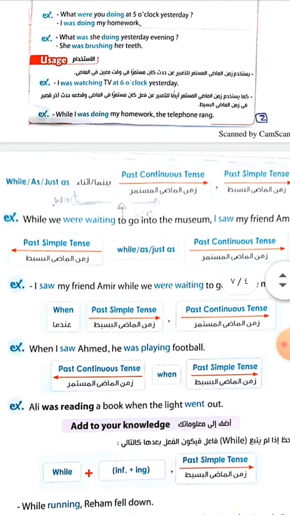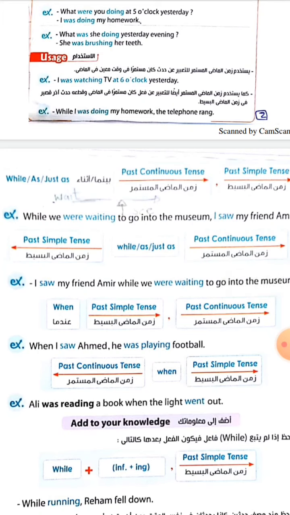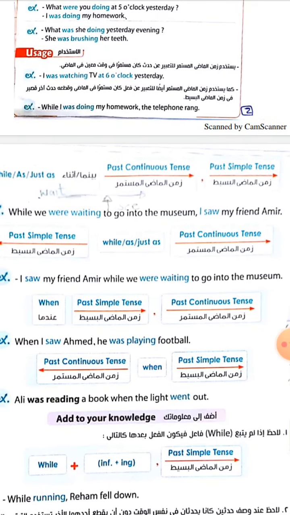simple. تعالوا نشوف المثال. هنستخدم الكلام ده مع ايه؟ while, as, just as plus past continuous, past simple. while و as و just as معها ماضي مستمر وبعدها ماضي بسيط. While we were waiting to go into the museum, I saw my friend Amir. We have two actions، حدثين.